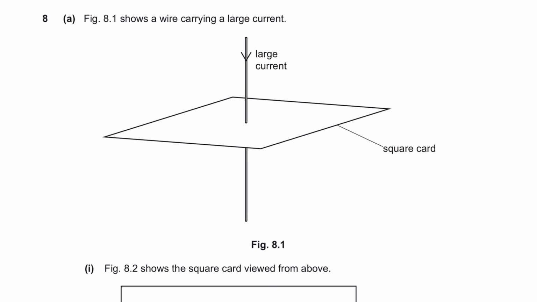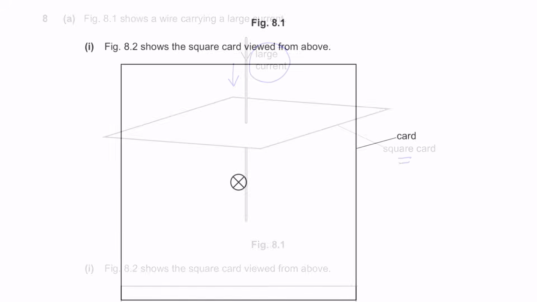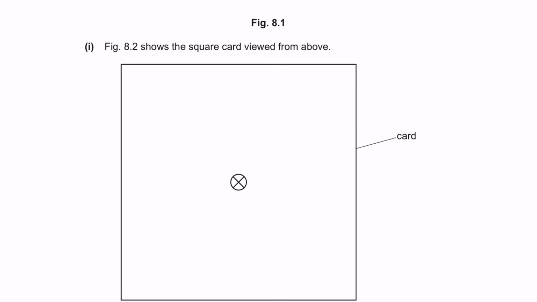Next, question 8 part 1. Figure 8.1 shows a wire carrying a large current. So as you can see here, the flow of current is going into the square card. Part 1. Figure 8.2 shows the square card viewed from above. The cross here is the image of the current entering the card.